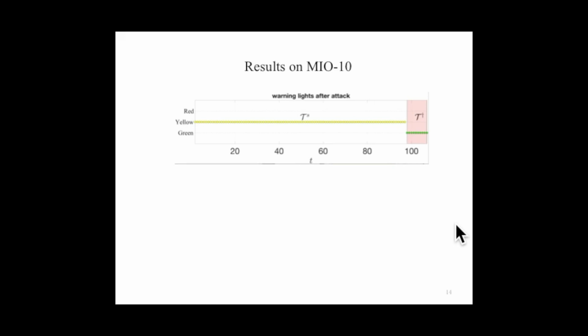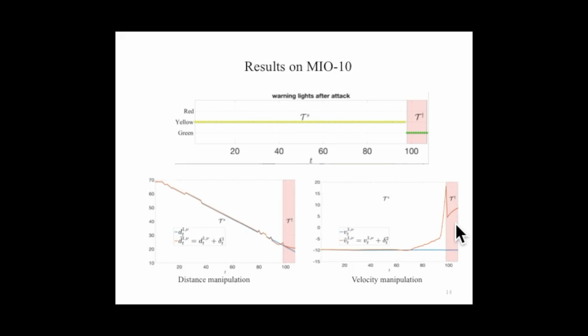Now let's take a look at how the measurements are changed. The left plot is for manipulation on distance, while the right plot is for manipulation on velocity. It's interesting to see that the attacker chooses to not change the distance a lot, but increases the velocity of the leading car to be positive. As a result, the victim car believes that the leading car is moving away, thus the FCW produces a green light.